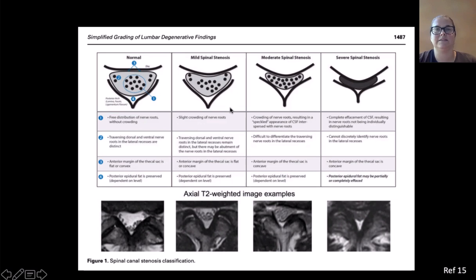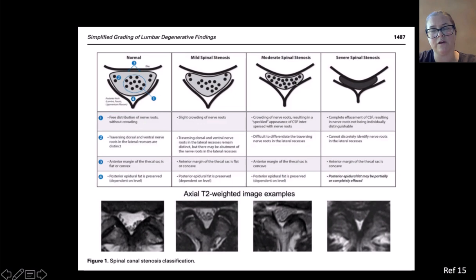And again, I was doing this even before the paper because I was using Lee's method and just doing mild, moderate, severe. But definitely I would identify myself now as using Miskin and Mendel. Okay, moderate spinal canal stenosis. You've got the ventral aspect of the thecal sac is concave. You've got crowding of the nerve roots. They described it as a speckled appearance. I mean, to me, this is still kind of speckled, so I'm not sure I understand exactly that.